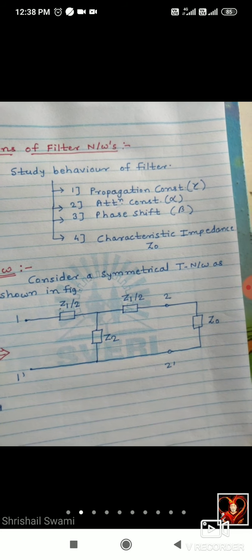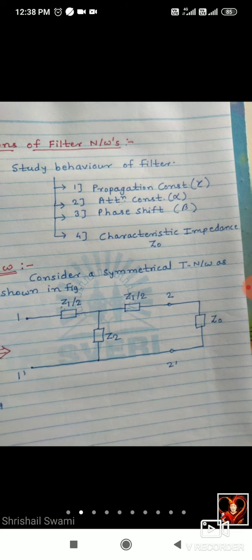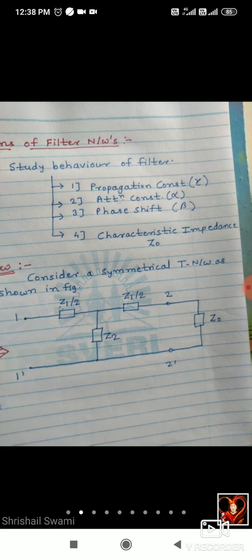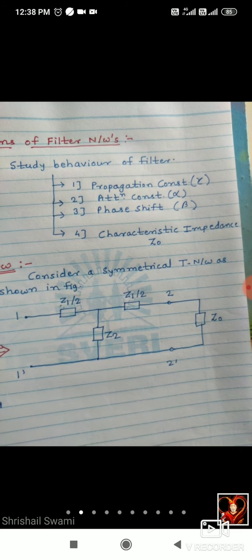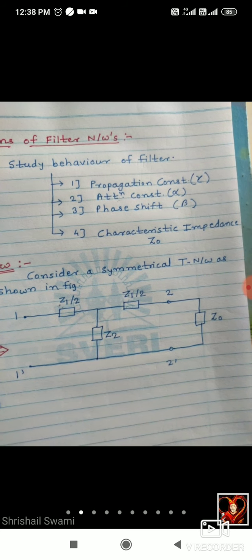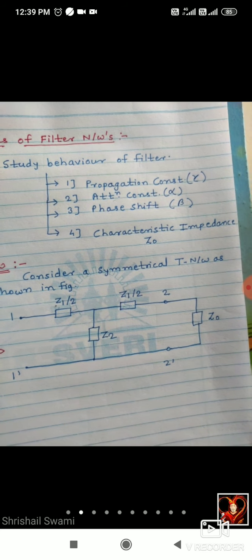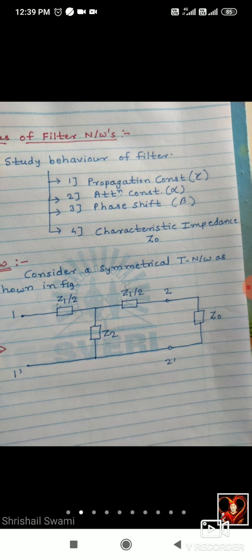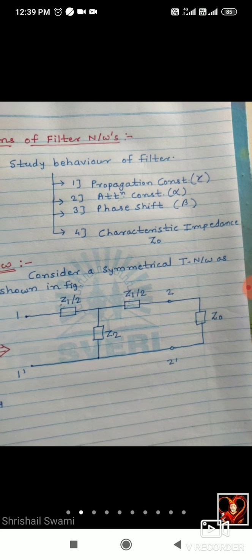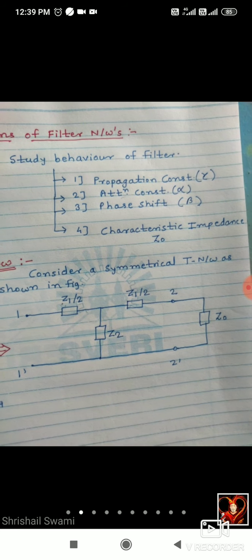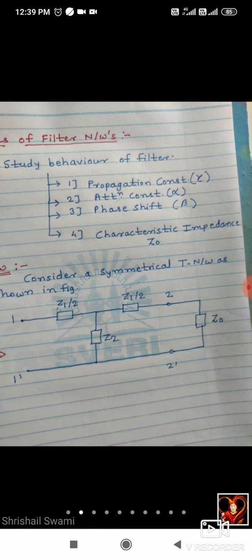The fourth one is an important parameter which we are going to use in the design of passive filters, that is the constant K type filter. That is the characteristic impedance Z0. So these are the four parameters. By observing these four parameters, we can analyze or study the behavior of all types of filters.